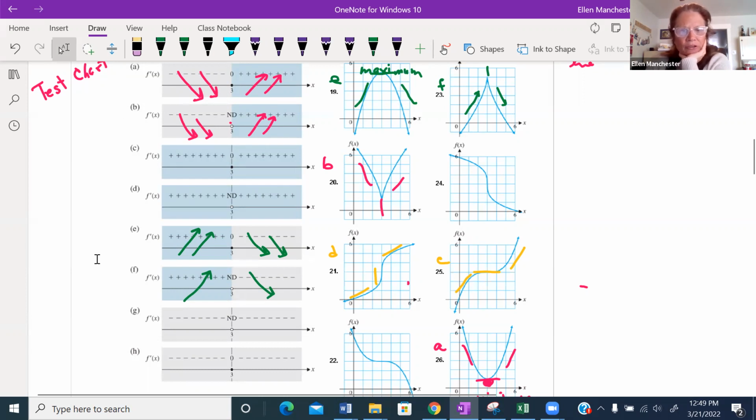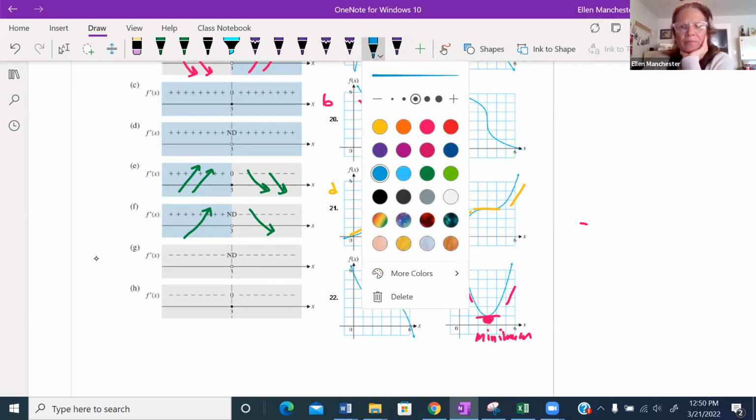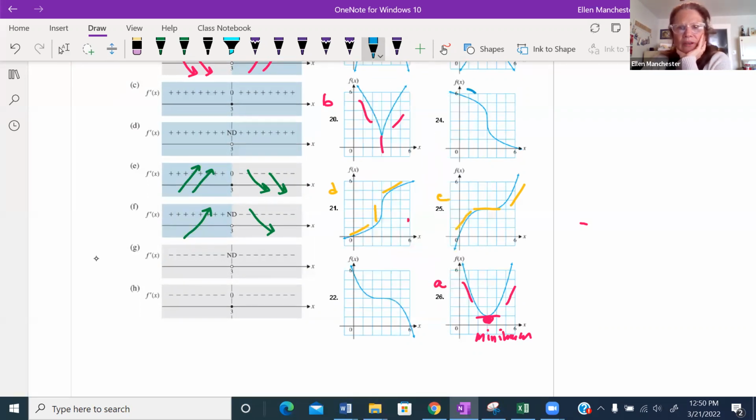Okay, and then the last two, you only have two more to go. So it's going downhill, hits a vertical, and then downhill again. So here's downhill, hits a vertical, which is undefined, and then downhill again. So down, and then it just keeps on going down. Okay, so this is G. And then downhill, hits a horizontal, and then downhill. Okay, so this is H.